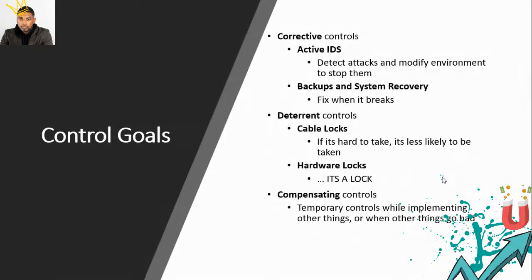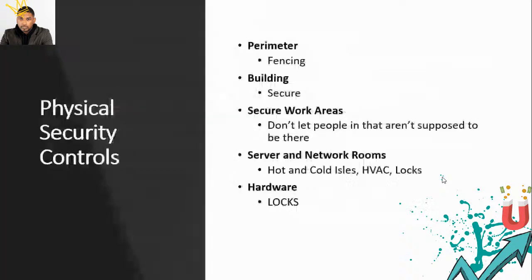Deterrent controls, cable locks, especially for laptops or things like that, and even different physical hardware devices like monitors, servers, etc. You want to ensure that you have cable locks. It makes it harder to take hardware. Again, it's a lock. Compensating controls, temporary controls while implementing other things, or when things go bad.